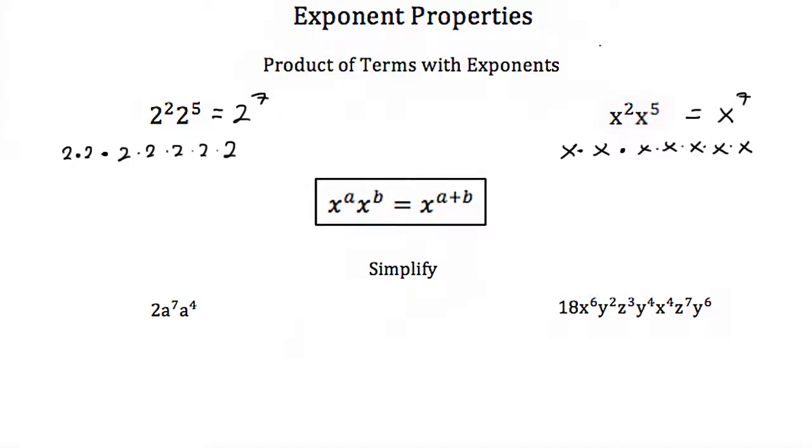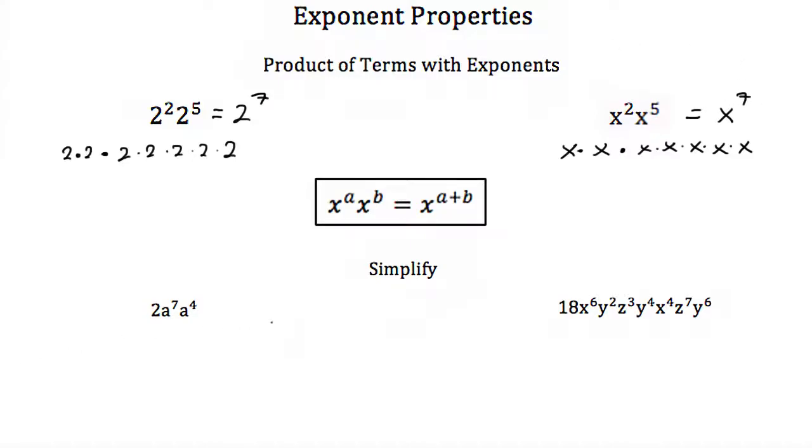So let's look at what's going on here. If we have x to the a times x to the b, that's the same as saying x to the a plus b. So here we had 2 squared and 2 to the 5th. We kept our base, the 2, and we took our exponents 2 and 5 and just added them together to get 7. Same thing over here. We had x squared and x to the 5th. We kept our x, which is our base, and we just added our exponents. The 2 and 5 equaled 7.